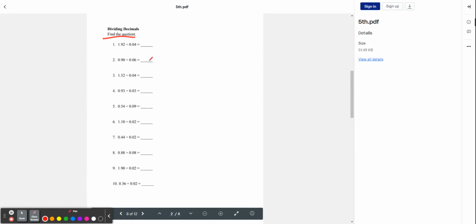Dividing decimals. Find the quotient. So 1.92 divided by 0.04. And we don't want those decimal points when we're dividing. So we're going to multiply both numbers by 100. And when we do that, we get 192 divided by 4. And 4 doesn't go into 1, but 4 goes into 19 4 times. And 4 goes into 32 8 times. So the answer is 48.